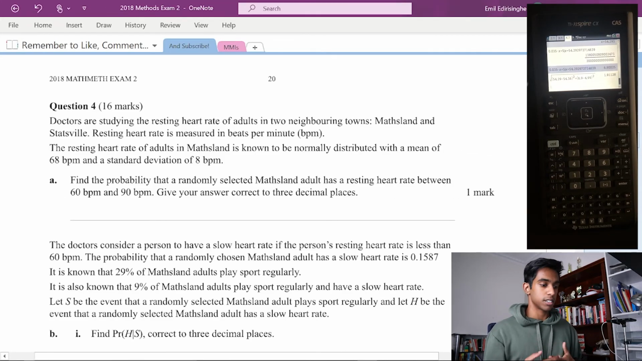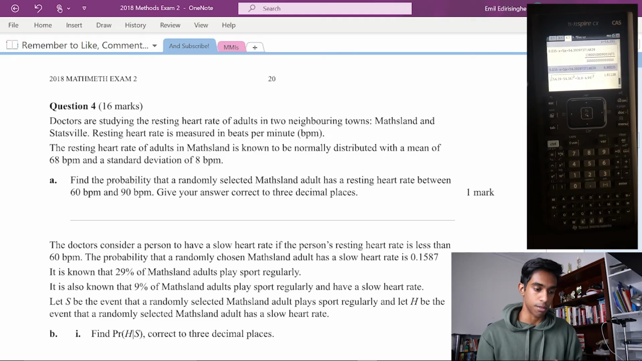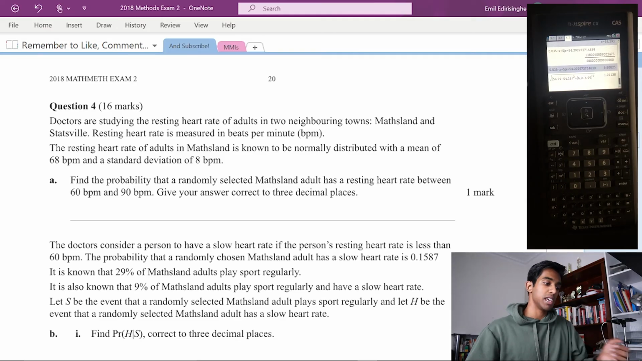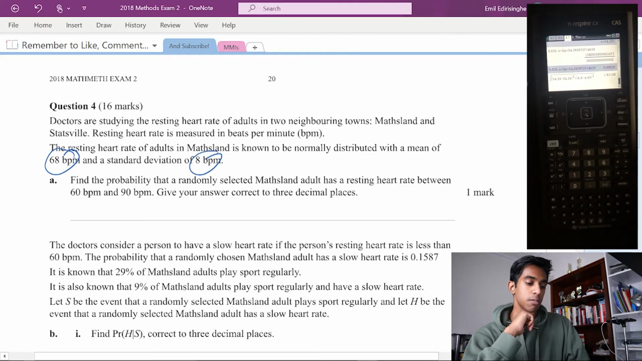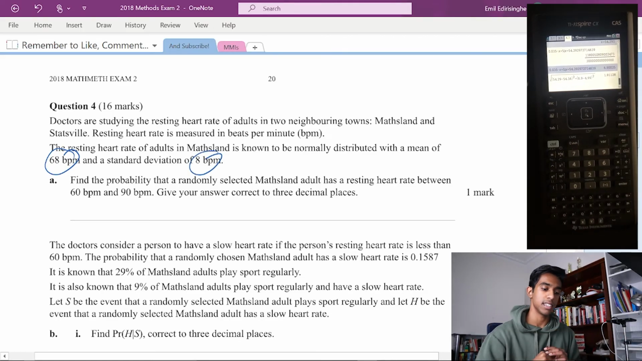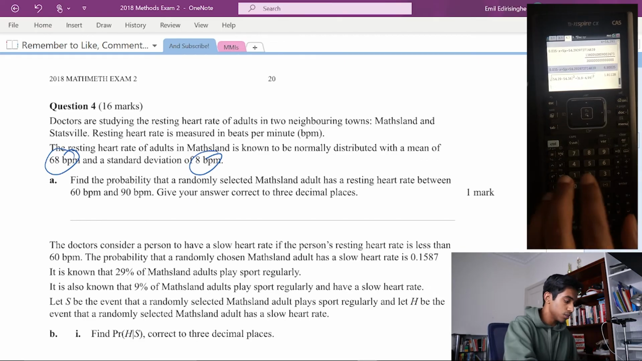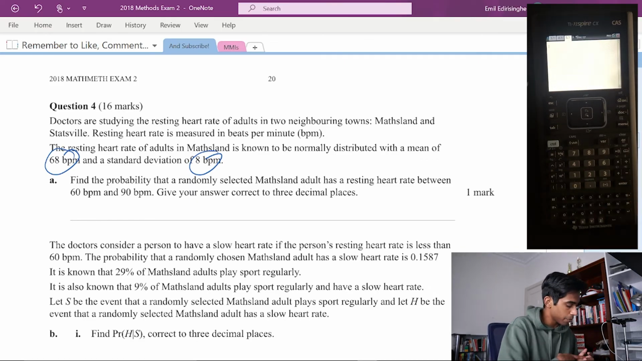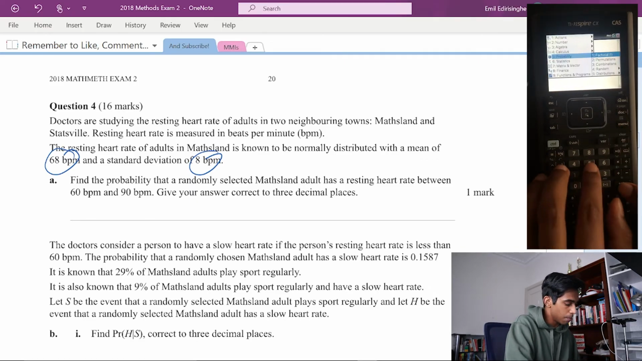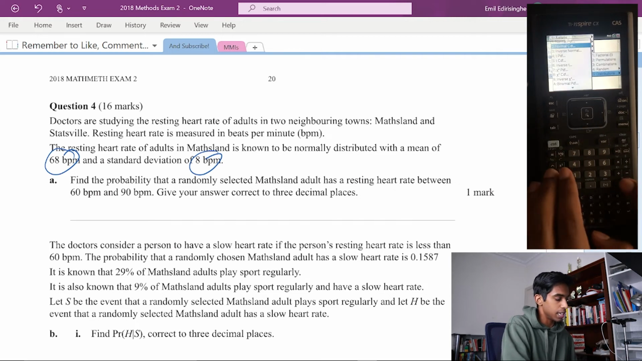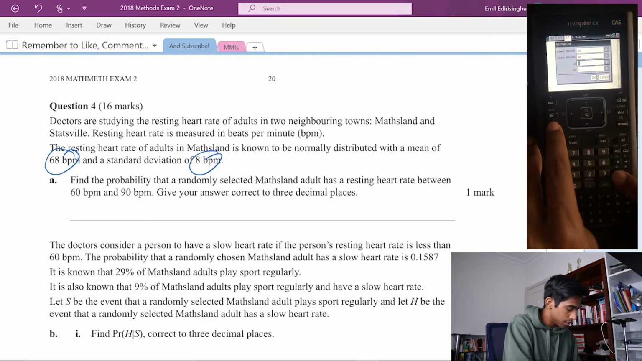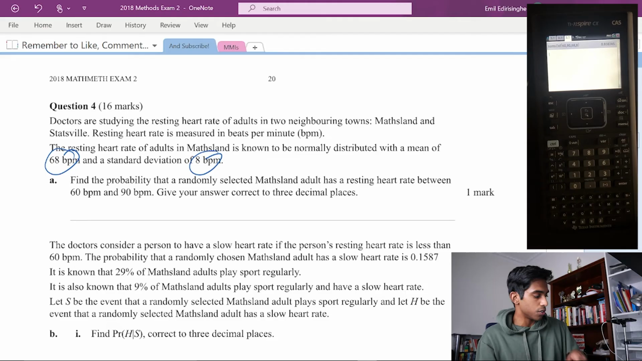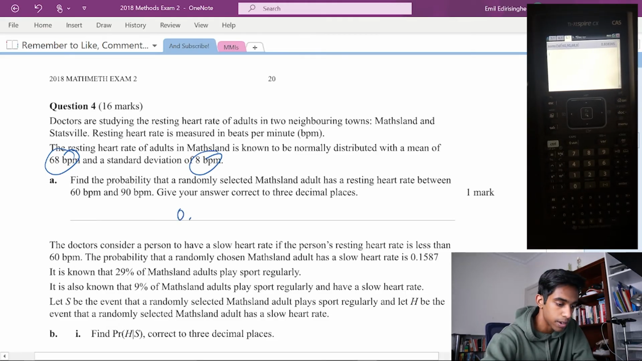All right, so now we're moving on to question 4. We've got doctors studying the resting heart rate of adults in 2 neighboring towns. We've got a mean of 68, normally distributed, and a standard deviation of 8. Find the probability that it's between 60 and 90, correct to 3 decimal places. So as usual, I'm going to make a new problem and then I'll just use the normal CDF and go from 60 to 90. The mean was 68 and the standard deviation was 8, which gives us 0.838.